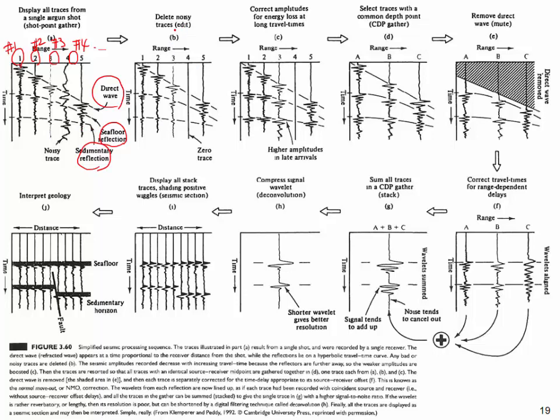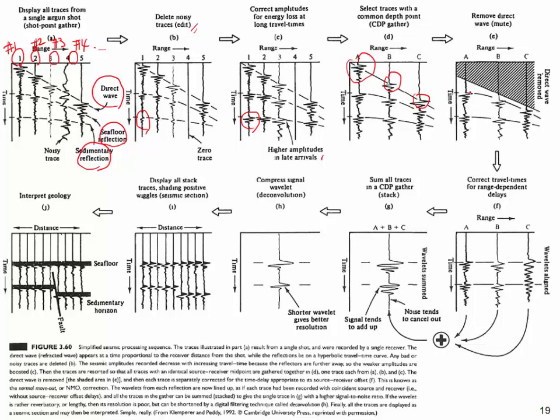So first remove the noise traces and correct the amplitude for the energy loss at long travel time. What this means is that as you go deeper, and as it takes longer for the wave to travel, the amplitude will diminish because of attenuation, energy loss. So you have to correct it. Here you have a very small amplitude reflection, but if you correct it, it becomes more visible, with higher amplitude. Then select the traces with the common depth point, two or three, and remove the direct wave.